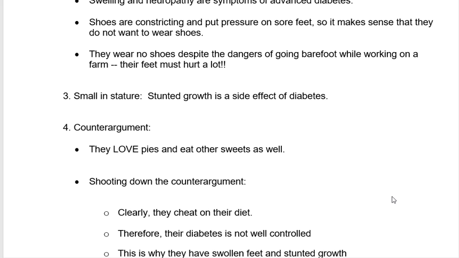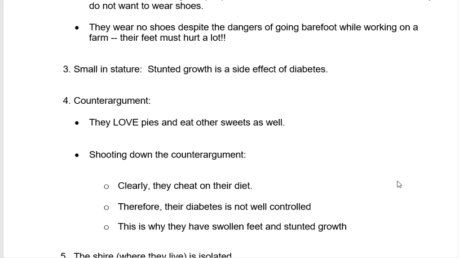It's pretty obvious to me that the hobbits are cheating on their diet by eating these pies, and that their advanced symptoms of diabetes are the result of this cheating on their diet all the time. That's why they have swollen feet and why they are stunted in their growth. Both of those are signs of diabetes that's not under control. Clearly, that's why the pie eating makes sense in the context of these other symptoms. So I think I've done a pretty good job of shooting down that counter argument.